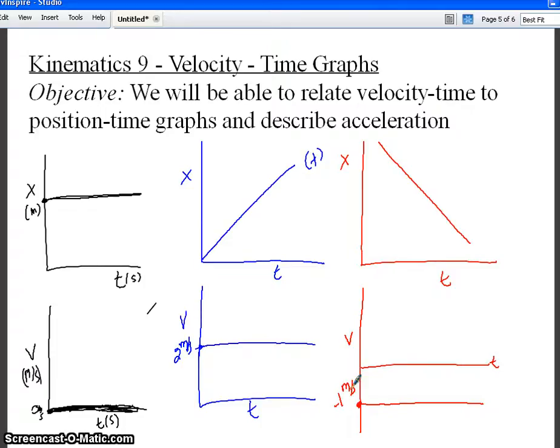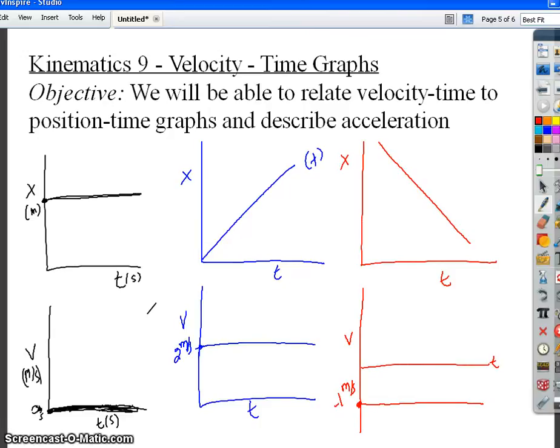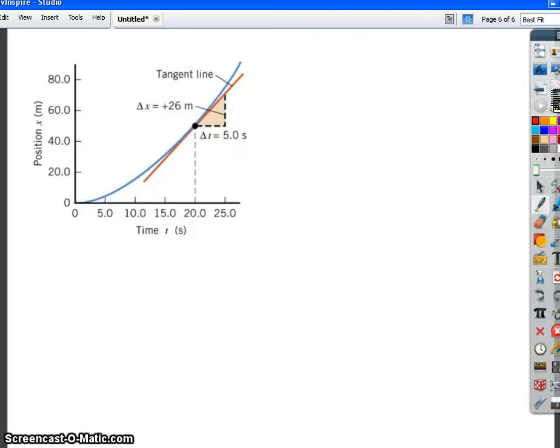So as you can see here, here are three very common situations. Standing still is 0 velocity. Positive constant velocity is a straight line on a velocity-time graph, and negative constant velocity on a position-time graph is a straight line on a velocity graph, okay? So those are the three basic ones. So let's look at some more situations.